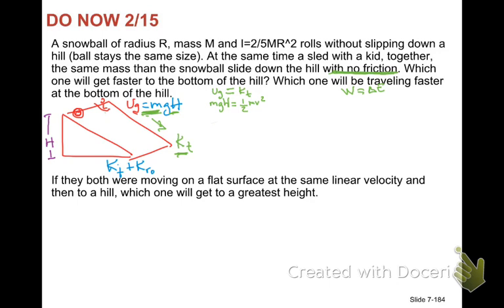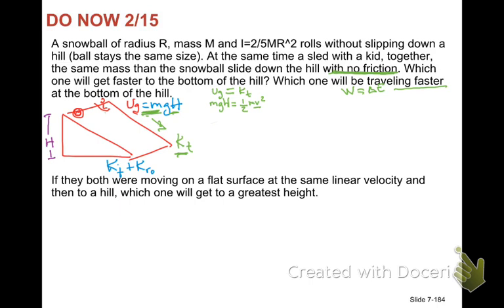Remember, what we are trying to find is how fast the object is traveling at the bottom of the hill. Which one of the two is actually traveling the fastest? That is the goal of this problem. So once I have this equation right here, what do I do with it? I'm looking for the velocity. So let's rearrange and solve for the velocity.